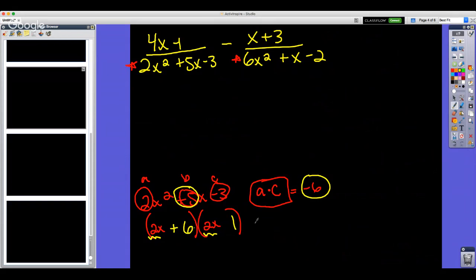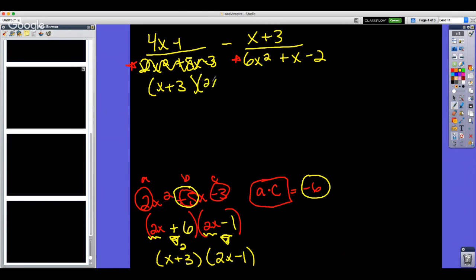So then we have a +6 and -1. Can I take anything out of 2x minus 1? Can't. So we leave that as is. What about 2x plus 6? What can we take out? A 2. And we're left with? X plus 3. So what we can do is replace this top part with x plus 3 and 2x minus 1.